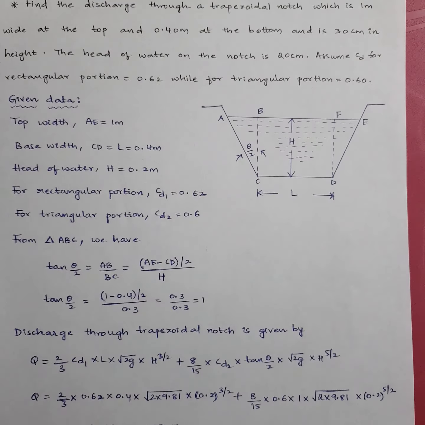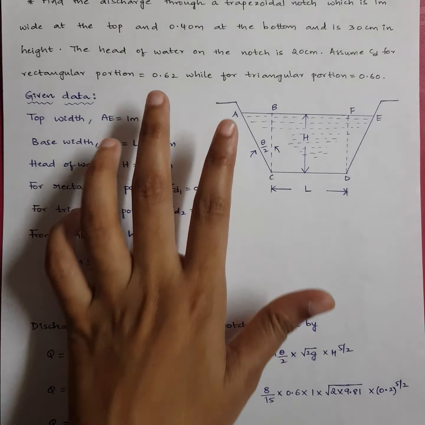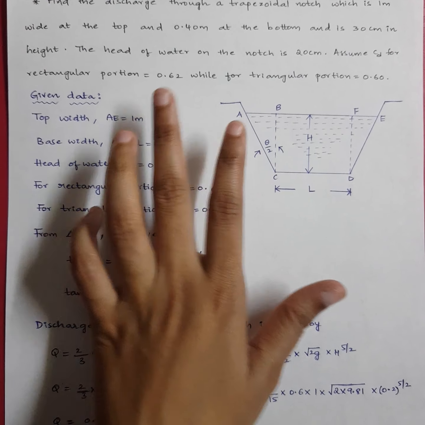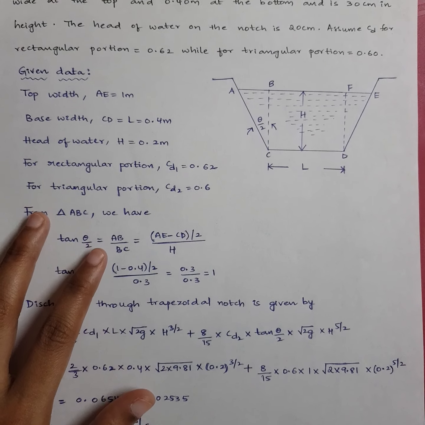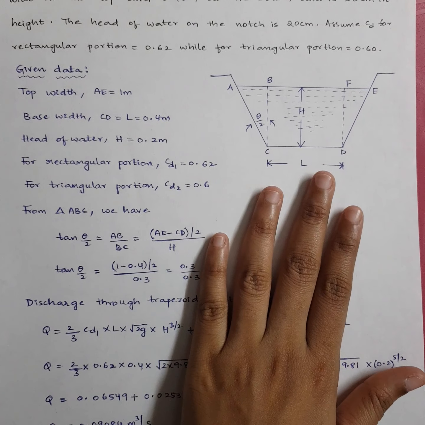So H is 20 centimeters, and Cd1 is given as 0.62 for the rectangular portion and Cd2 for the triangular portion. Alright, so now let's start off with the given data. First you need to draw the diagram as usual.